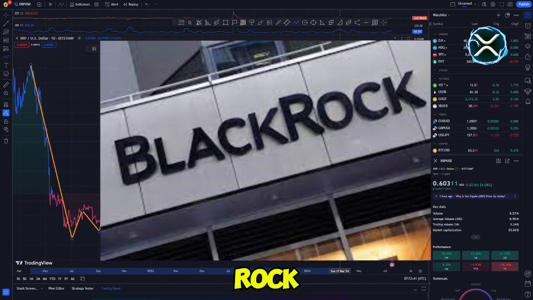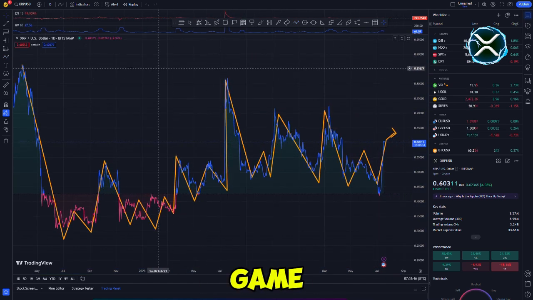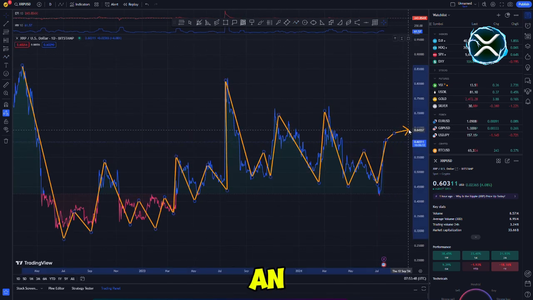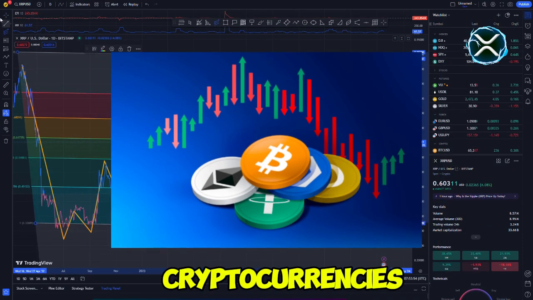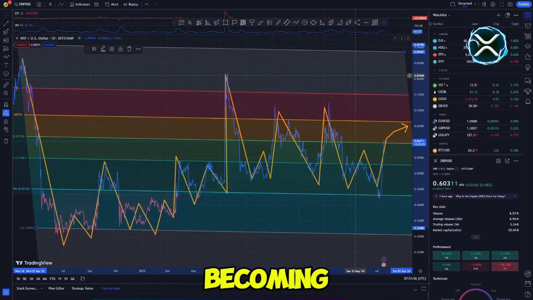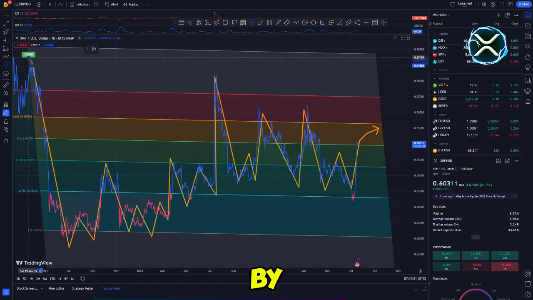It's not just BlackRock that's making waves in the industry. Adding Grayscale to the mix is the latest addition to the game. Not only have they proposed the creation of an ETF for XRP, but they have also included XRP in their collection of cryptocurrencies. XRP and Ripple Labs are becoming increasingly significant in the realm of international transactions, as demonstrated by this phenomenon.